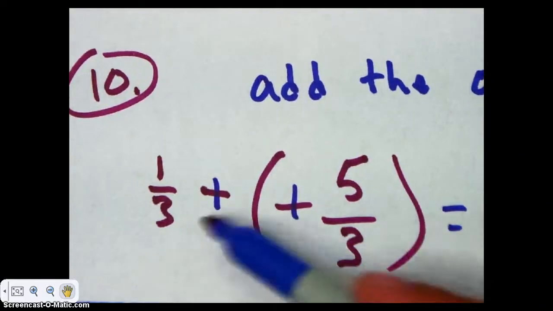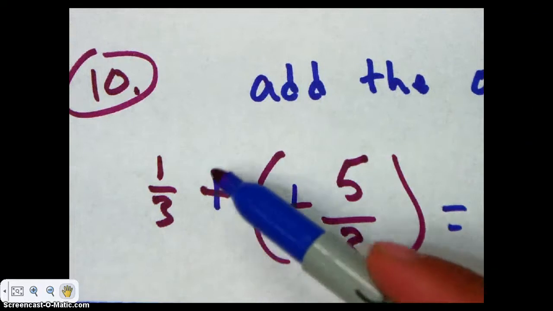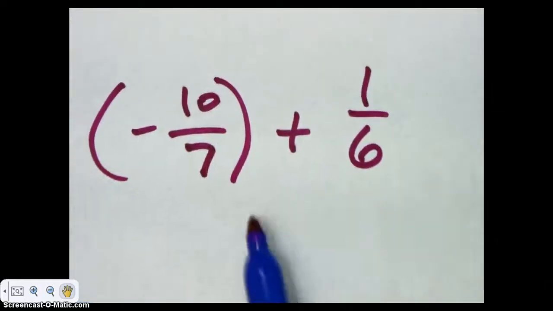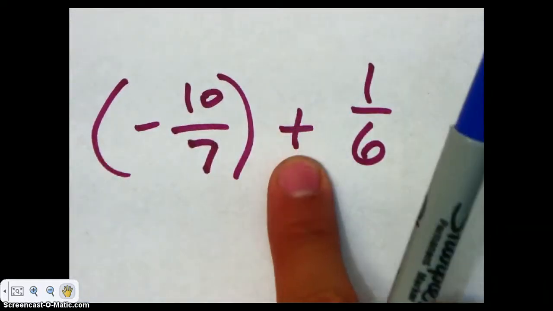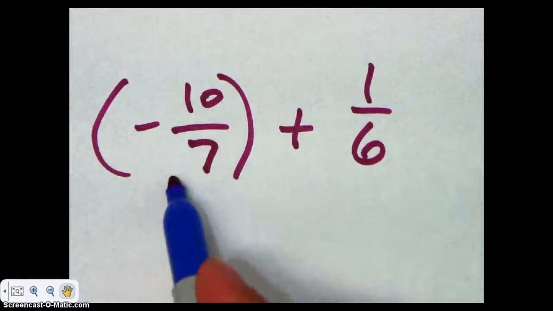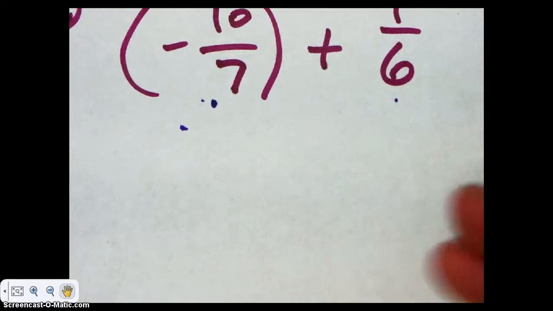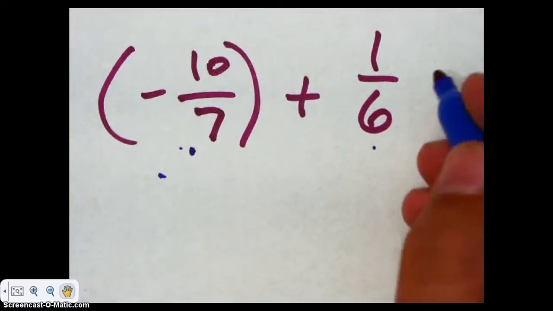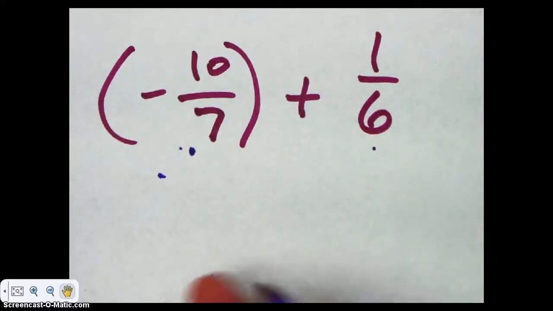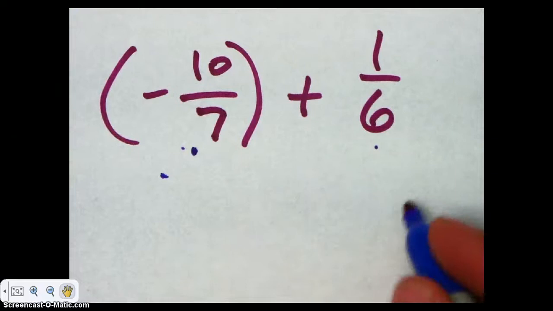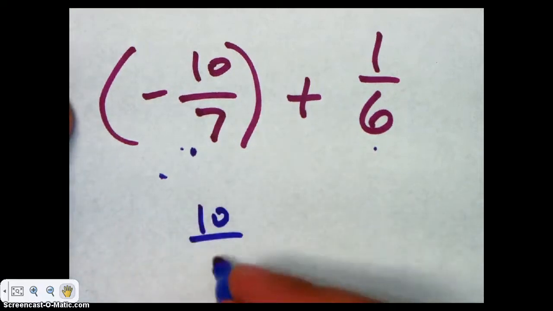Unlike this one, we don't have to change anything. This was subtraction, so we added the opposite. Here, it's already addition. There's a plus sign between them. We don't mess with it. We just look, are they the same or different? Well, they're different. This one's negative. That one's positive. So what we're actually going to do is subtract them anytime they're different. Remember, same sign, add and keep; different sign, subtract. So let's find a common denominator.